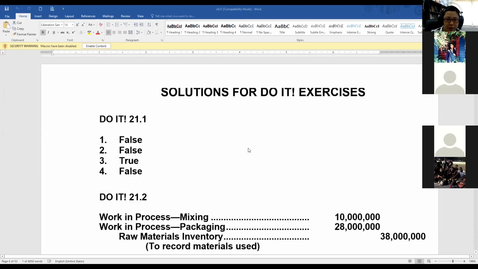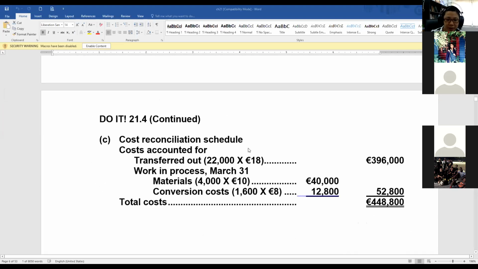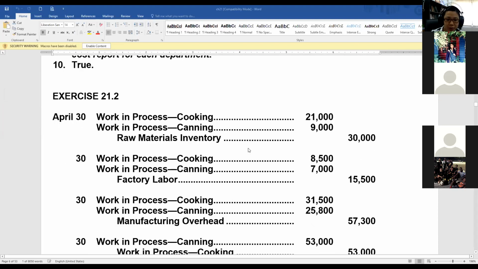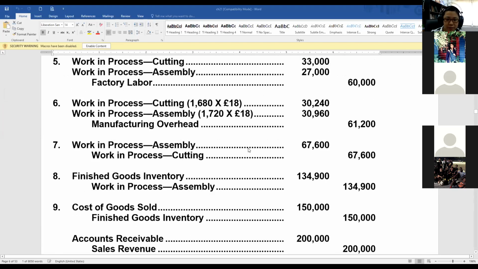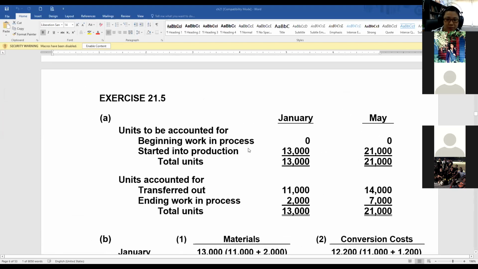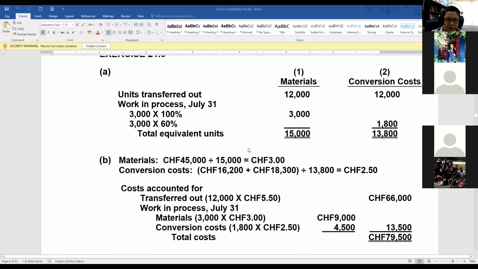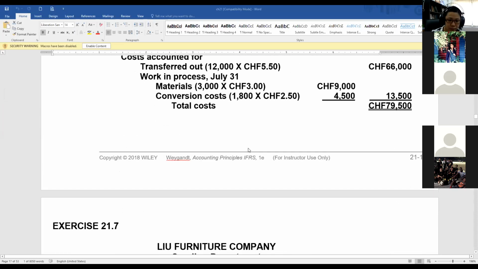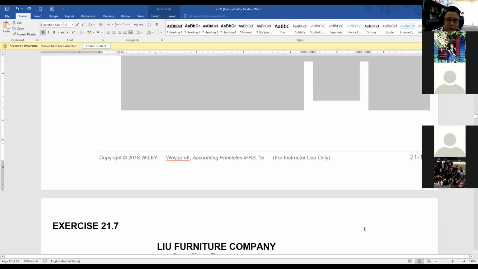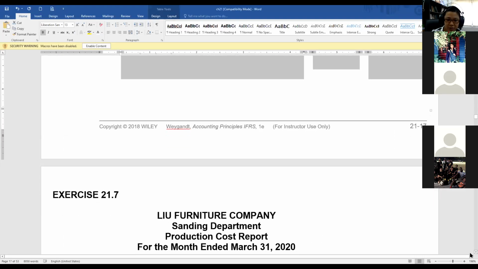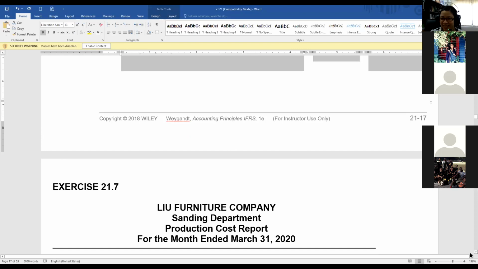Exercise 20.7. Okay, anyone remember what is the first step in the production cost report? We're going to find the physical unit, remember? Physical unit. Don't forget to write the name of the report, yeah? You lose a point if there's no name in the test.